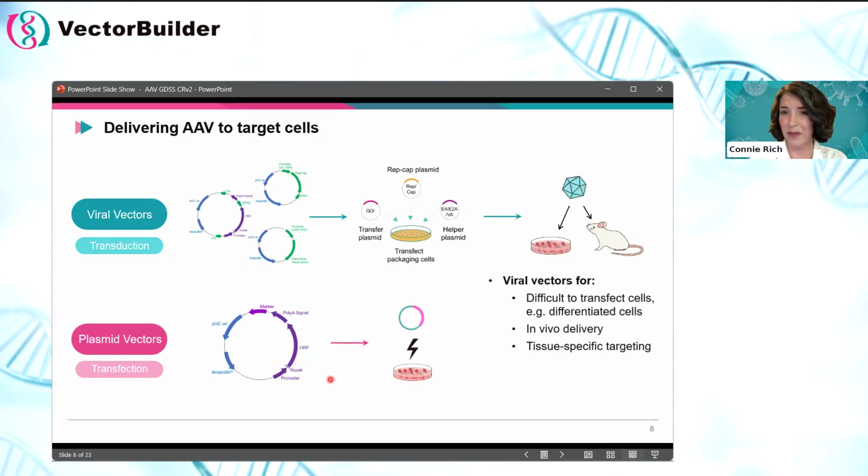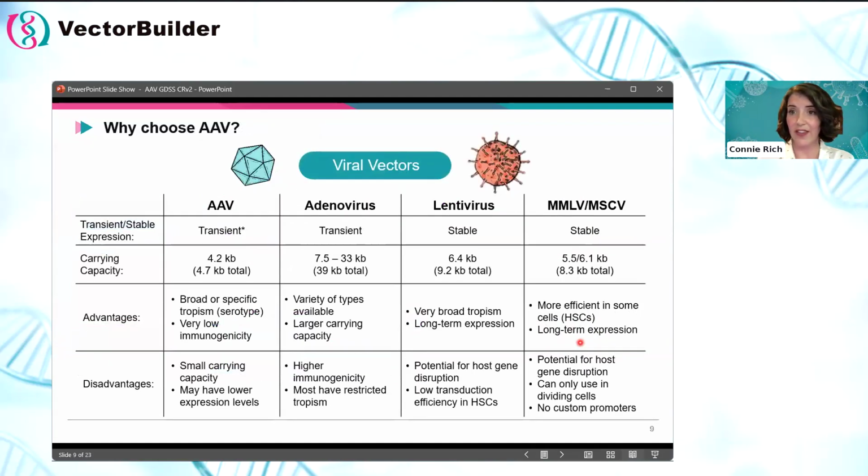Whereas viral vectors tend to be the better option if you have difficult to transfect cells like neurons or pluripotent stem cells or primary cells. Or alternatively, if you're using in vivo delivery, this tends to be the better option. There are, of course, exceptions. And then if you want tissue specific targeting, this allows for a much higher level of that. So if we decide viral vectors are the way to go, we have many different options beyond just AAV. So how do we know which one we're going to go for?